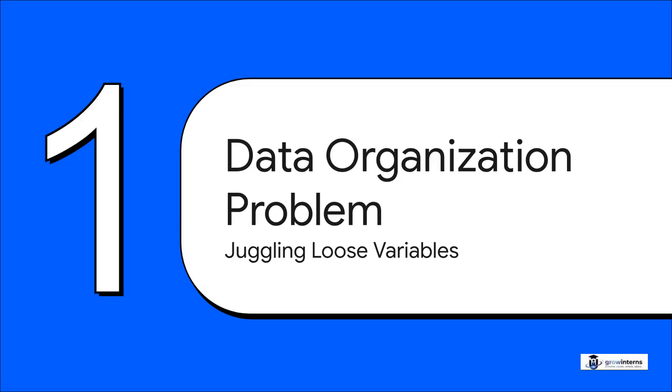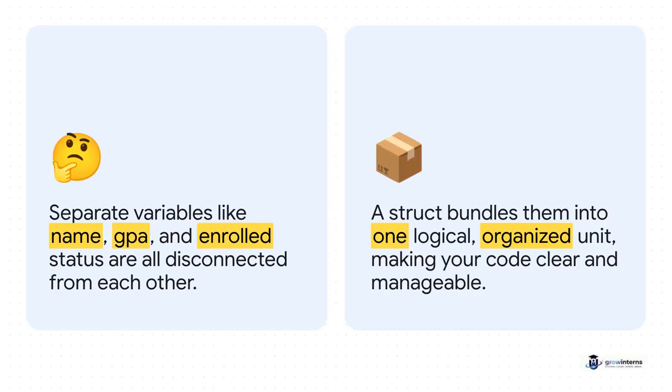Okay, let's dive right in with a scenario that I guarantee you've run into. You need to keep track of, say, a student. So you make a variable for the name, one for the GPA, one for their enrollment status. And before you know it, you're just juggling all these separate little pieces of info that are floating around your program, completely disconnected.